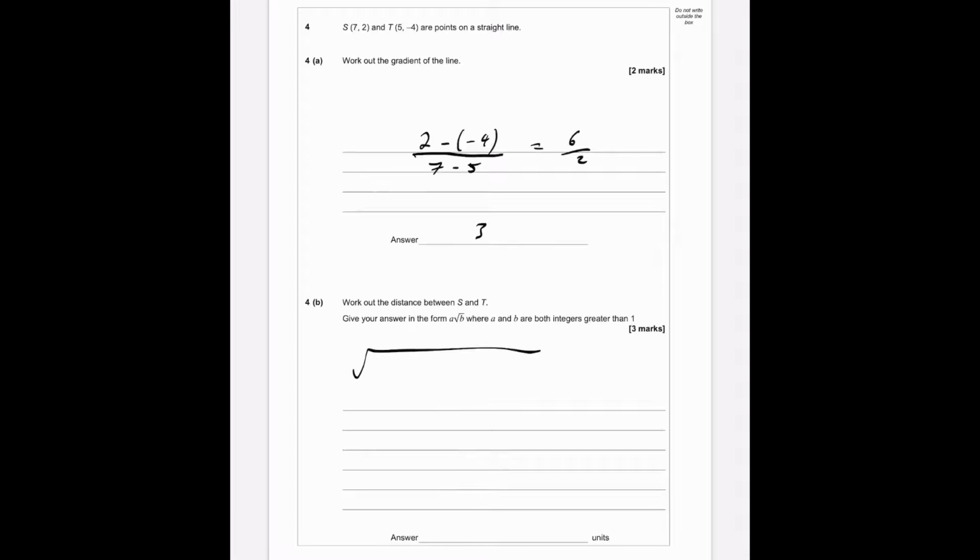To work out the distance between the 2 points, we're going to use Pythagoras. The square root of the difference between the x-coordinates squared and the difference between the y-coordinates squared comes out as the square root of 2 squared plus 6 squared, which is 4 plus 36. Square root of 40, and I'm going to simplify my answer down, so I'm going to pull out a 4 from that, so root 4 times root 10, which is 2 root 10, and 2 root 10 is the answer.